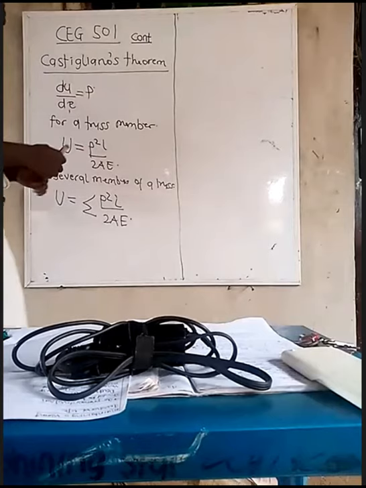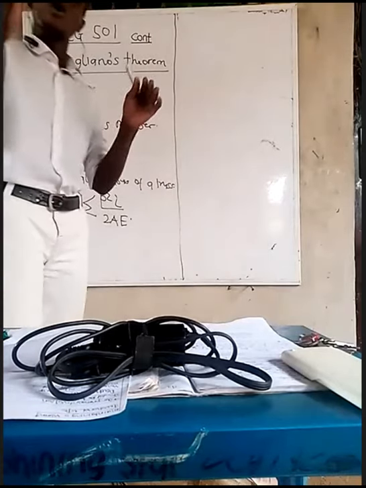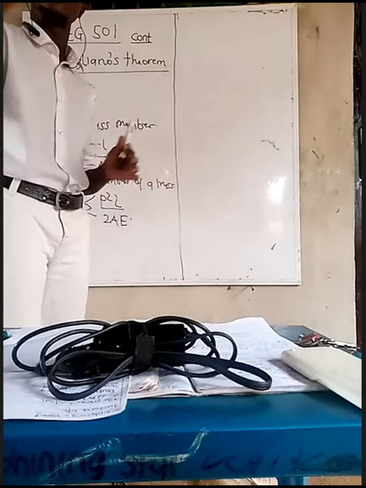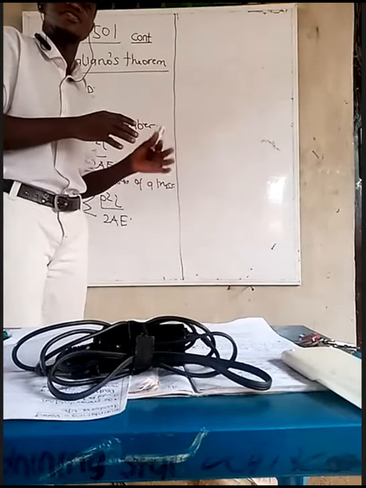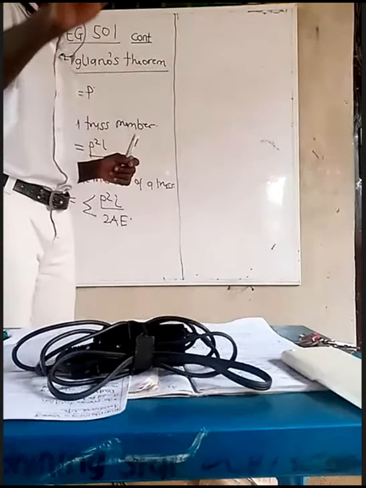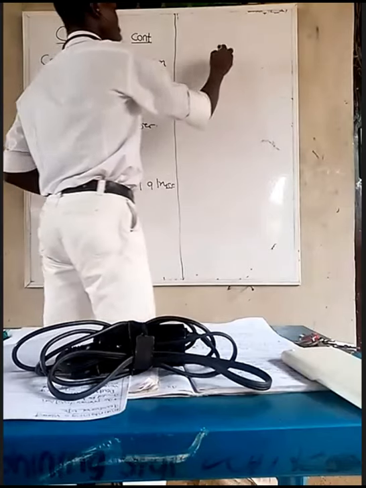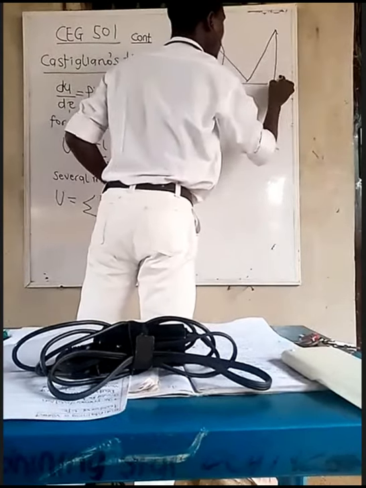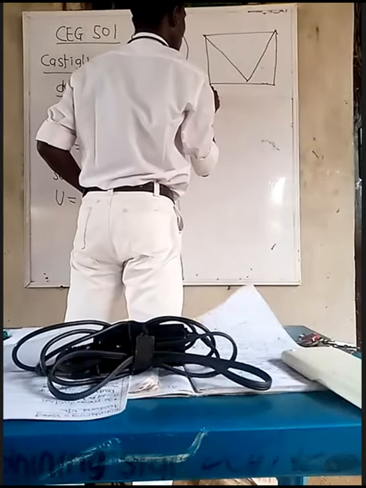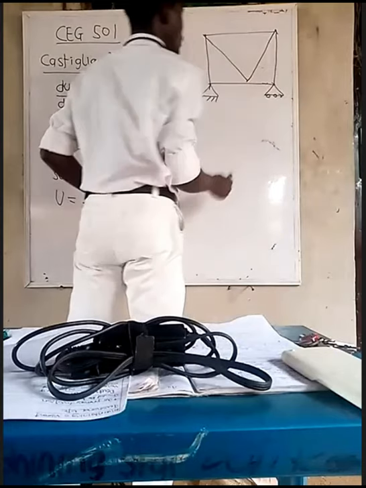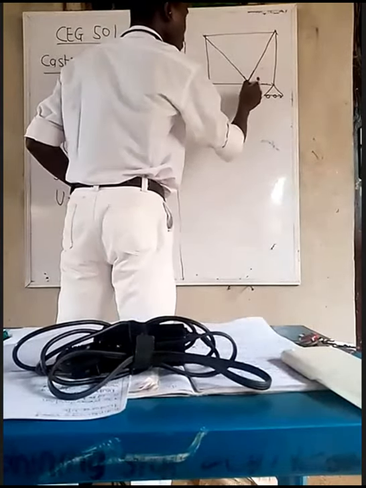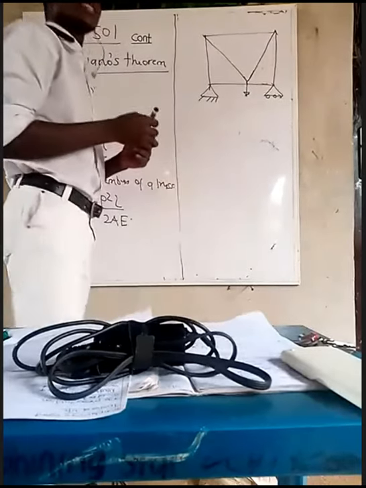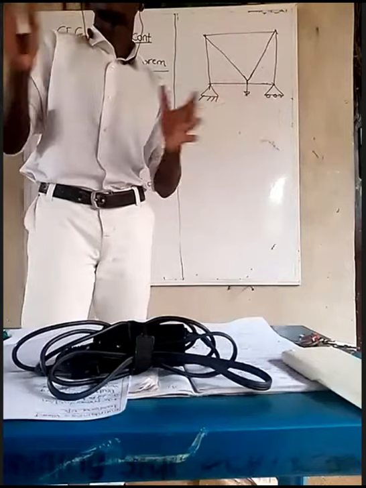Castigliano's theorem is simply saying that the first partial derivative of the spring energy of the whole structure, with respect to a load at the given point where you want to find the displacement, is equal to the deflection. Just like Randall taught last week, if we have a truss like this and we are required to find the displacement at this point, Castigliano's theorem is based on the virtual forces theorem.